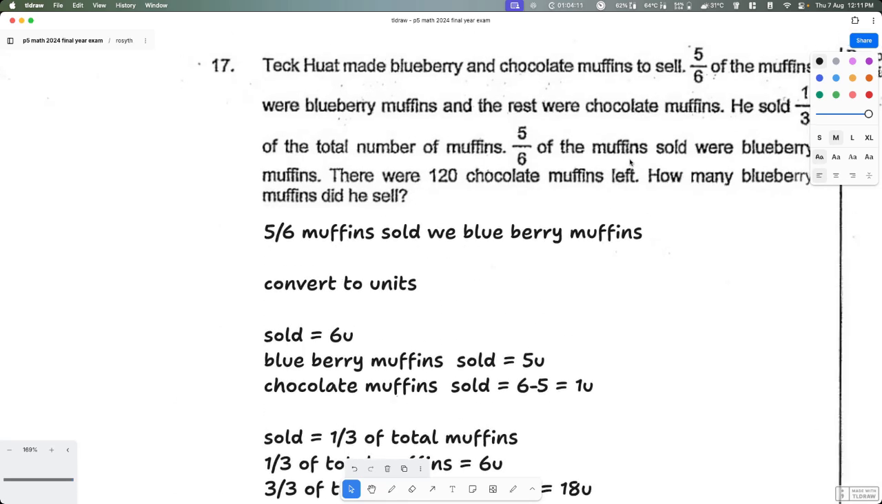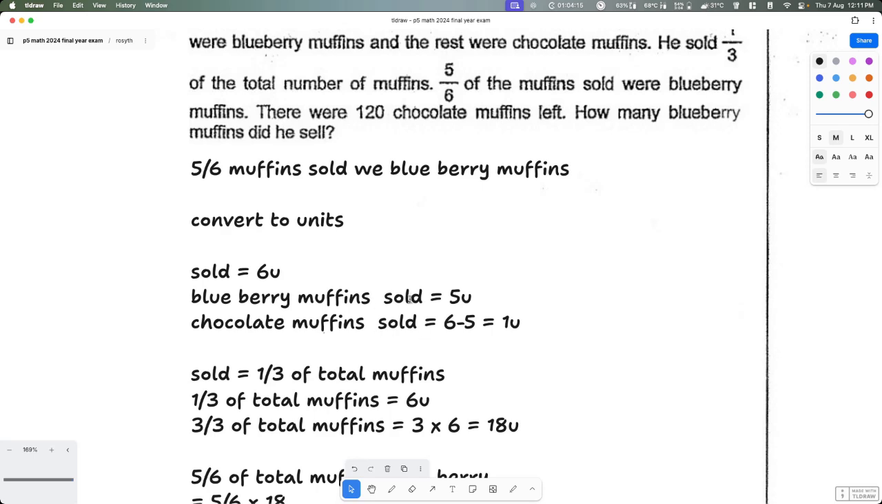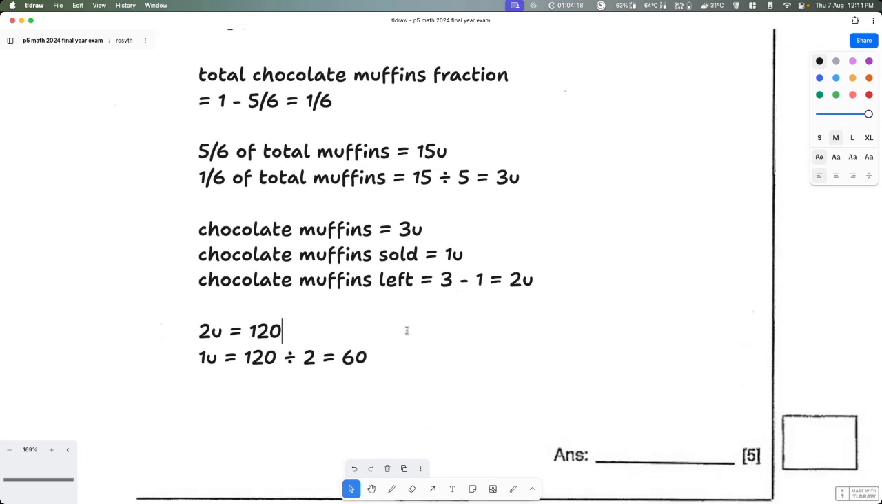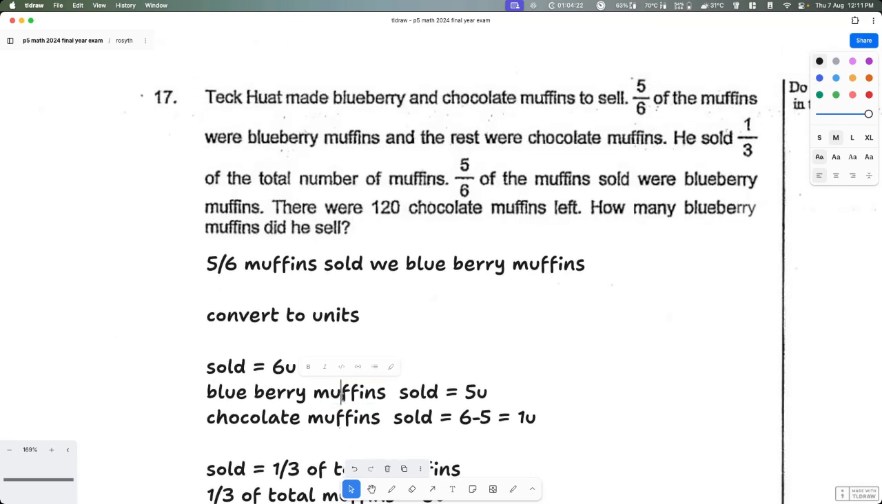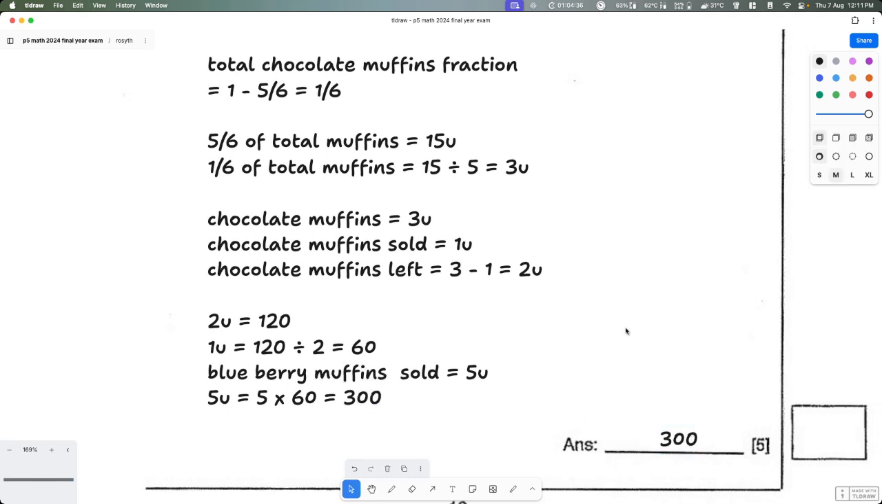So we want how many blueberry muffins he sold. So blueberry is 5 units. Blueberry muffins sold is 5 units. So 5 units is equal to 5 times 60, which is equal to 300 muffins. There we go. So that's the answer. All right.